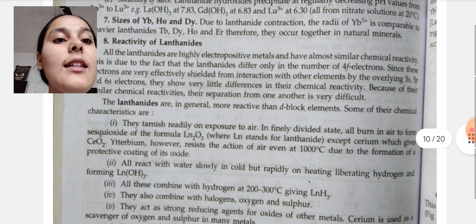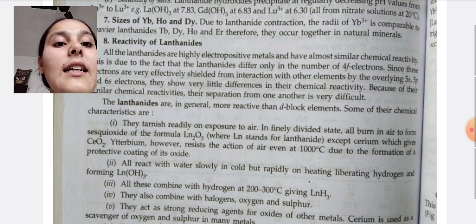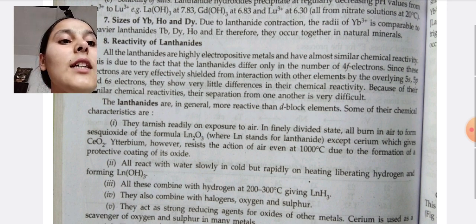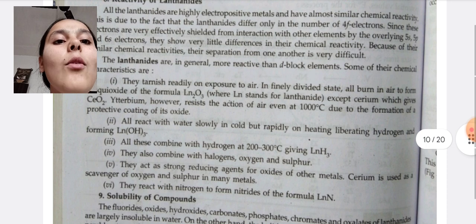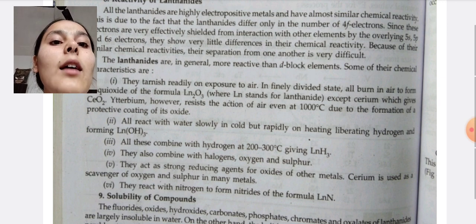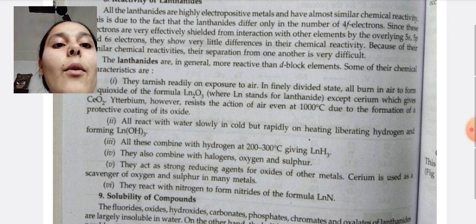The lanthanides in general are more reactive than d block elements. Some of their chemical characteristics are: they tarnish readily on exposure to air. In a finely divided state, all burn in air to form sesquioxides of the formula Ln2O3, where Ln stands for lanthanide, except cerium, which gives CeO2. Ytterbium, however, resists the action of air even at 1000 degrees Celsius due to the formation of a protective coating of its oxide. Second point is all react with water slowly in cold but rapidly on heating, liberating hydrogen and forming Ln(OH)3. Next, all these combine with hydrogen at 200 to 300 degrees Celsius, giving LnH3.